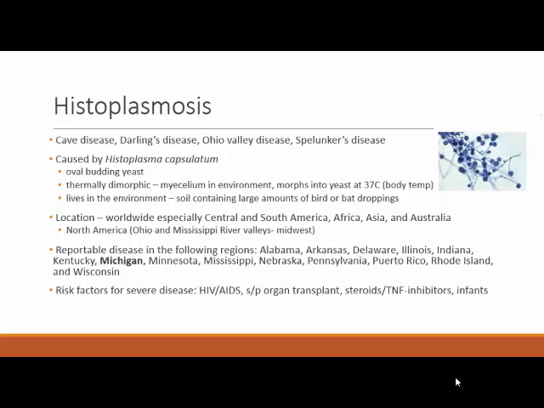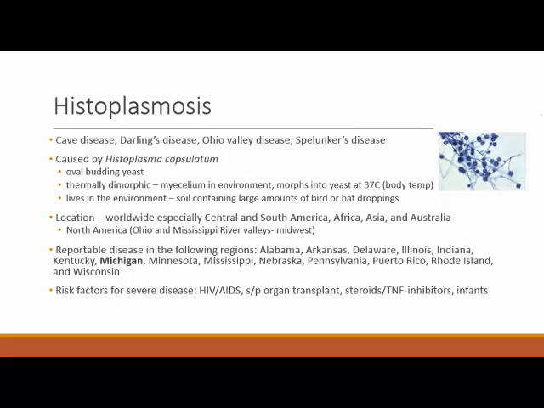So starting with histoplasmosis, it's also known as cave disease, Darling disease, Ohio Valley disease, Spelunker disease. It's caused by Histoplasma capsulatum, which is an oval budding yeast, which that picture is supposed to be showing. It's thermally dimorphic. It's a mycelium in the environment, but morphs into a yeast at body temperature. It lives in the environment in soil, usually that contains bird or bat droppings.